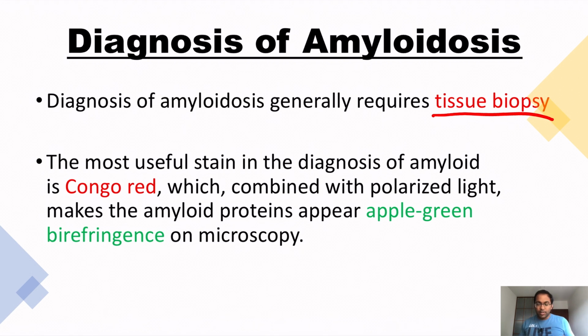So under the polarized microscope, the amyloid proteins will appear as apple green deposits, or apple green birefringence. So you have to remember that. Remember two things: Congo red stain you use to stain the amyloid, and then under the microscope you will see an apple green birefringence of the amyloids.